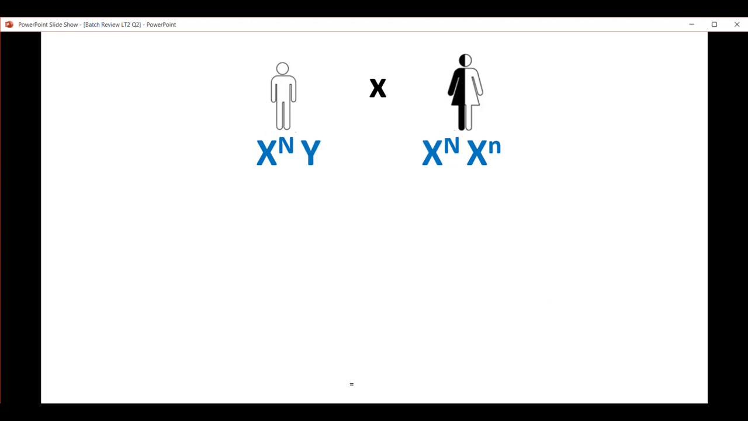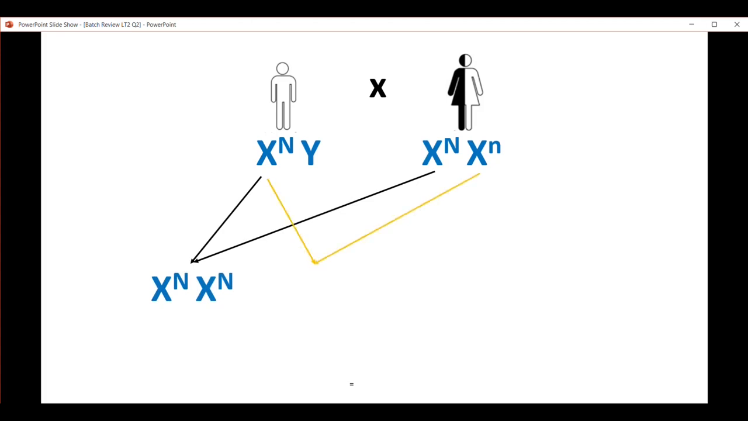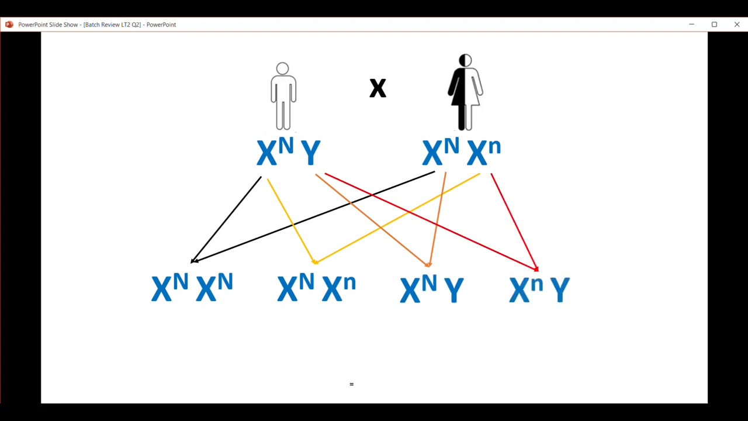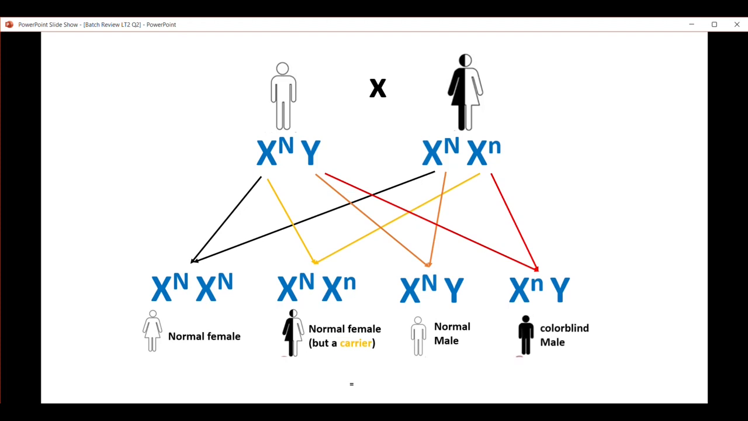How about the situation where the male is normal while the female is a carrier for color blindness? So let's see the crosses. The first and the first will be crossed, and you have X big N X big N. The first letter of the male and the second X chromosome of the female will be crossed. You have X big N X small n. You have a Y from the male and the X big N from the female, X big N Y, and the Y from the male and the X small n from the female. So the first child would be a normal female. The second child would be a normal female but a carrier. The third child is a normal male, while the last child would be a colorblind male.